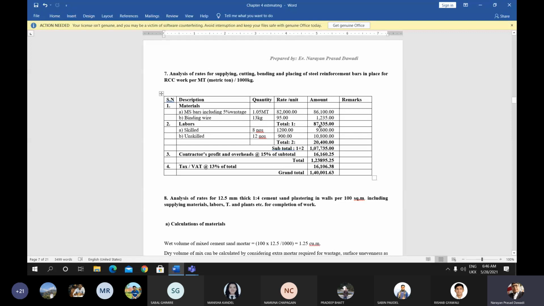For the Tor steel, the cost of the Tor steel bar will be slightly more than the mild steel bar. You can take the rate as 90 rupees per kg instead of 82 for the Tor steel bar.